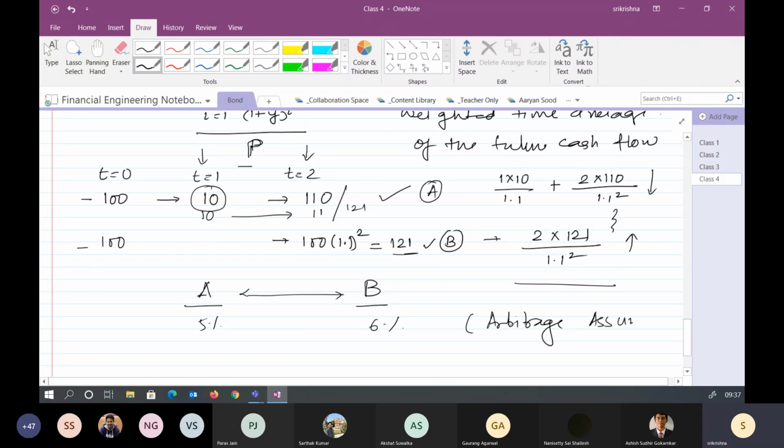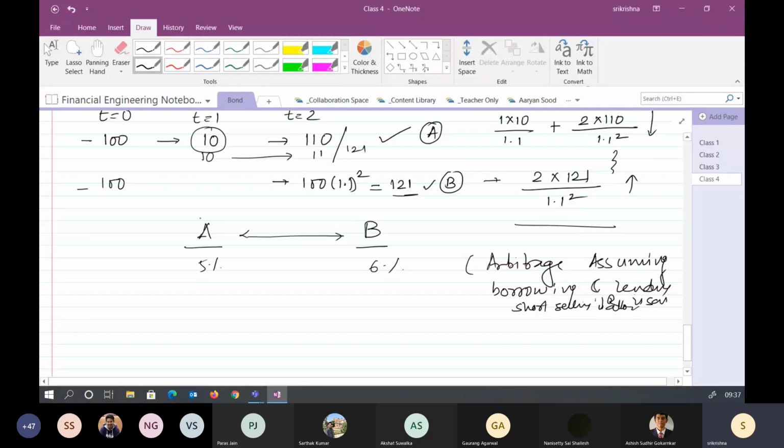Assuming the borrowing and lending interest rate is the same, and second, if short selling is allowed. The other way we can think of it: if we are just comparing bonds A and B and trying to see the duration, definitely the one where the duration is less is paying back your amount quickly compared to the other one, even if the maturity period is not the same.